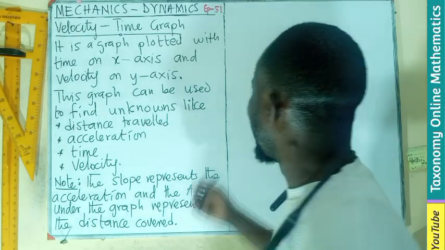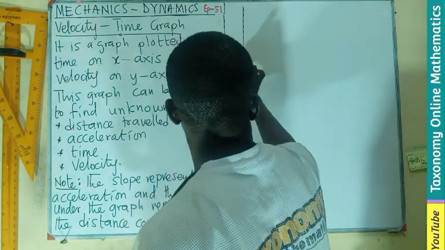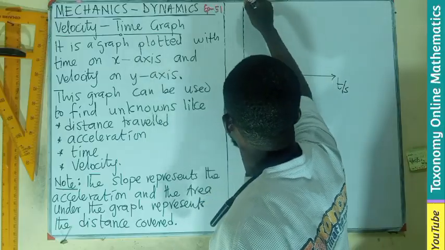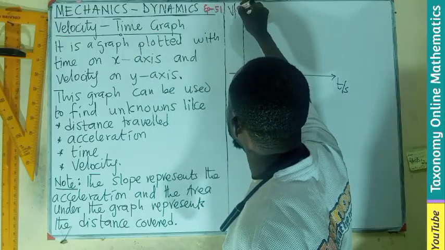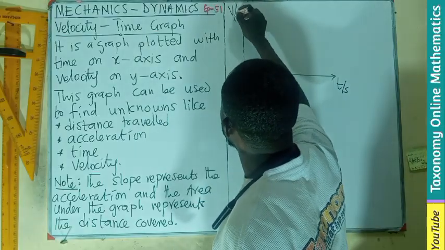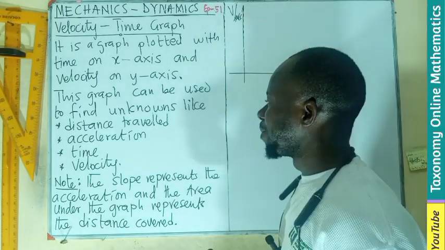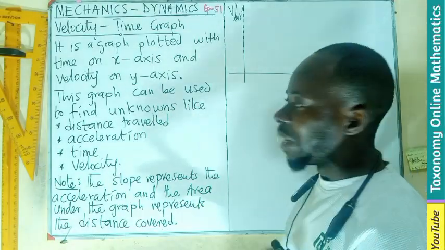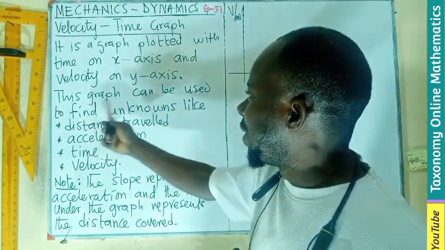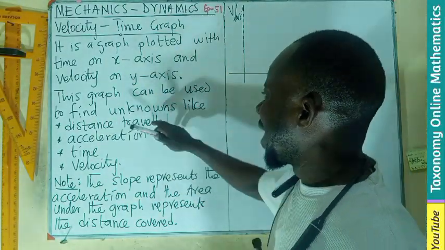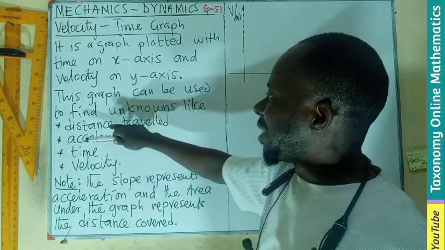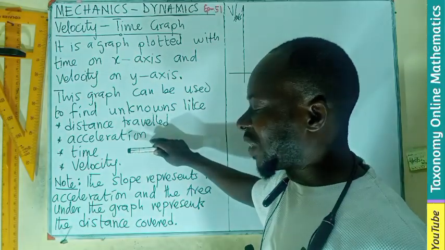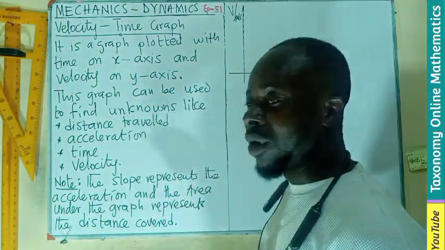So let's say we have this graph. This is going to be time in seconds, and this is going to be velocity in meters per second. So this is the graph. Any lines drawn here describe some of the parameters we'll be talking about. This graph can be used to find unknowns such as distance covered or distance traveled. You can also be asked to find the acceleration, time, or velocity.